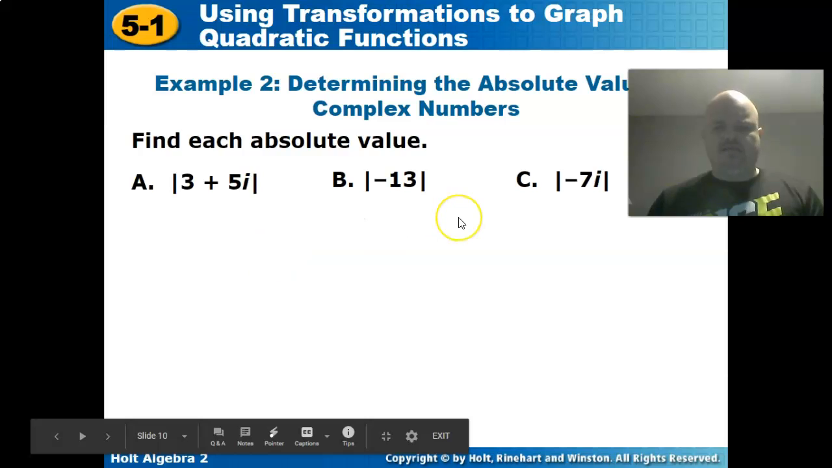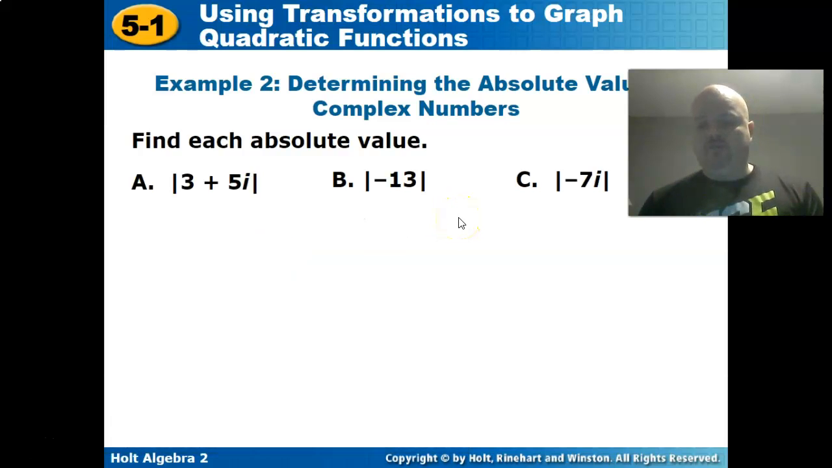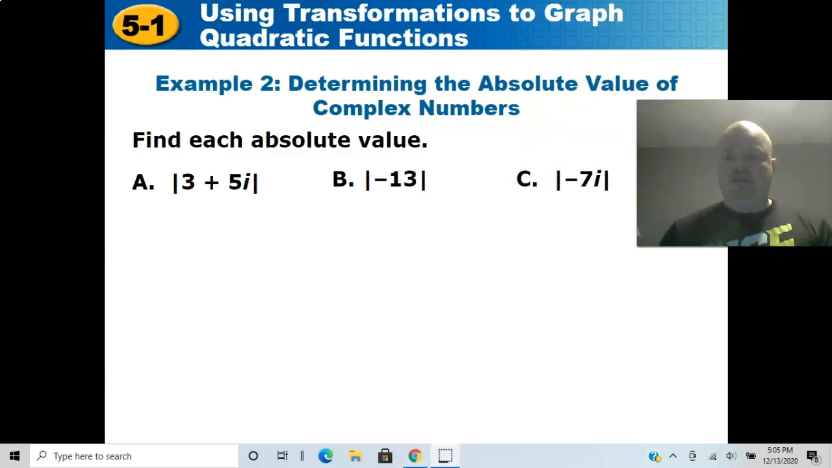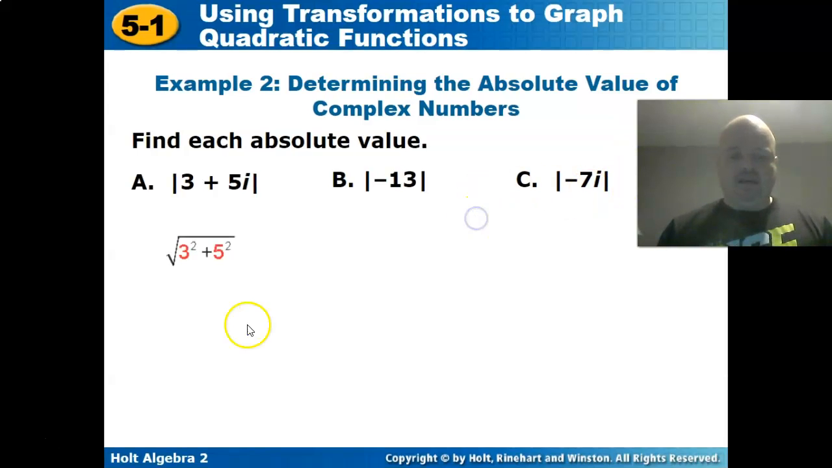Got a couple slides left here. You need to be able to find the absolute value. Remember, finding the absolute value of a complex number is going to have a lot of similarity to a Pythagorean theorem problem. Same idea, where you're kind of finding the legs of a triangle and finding the distance to that point.